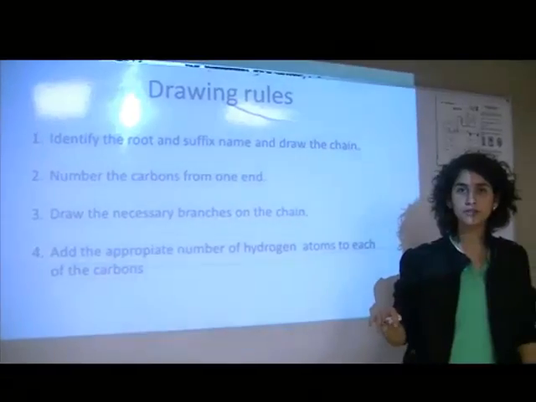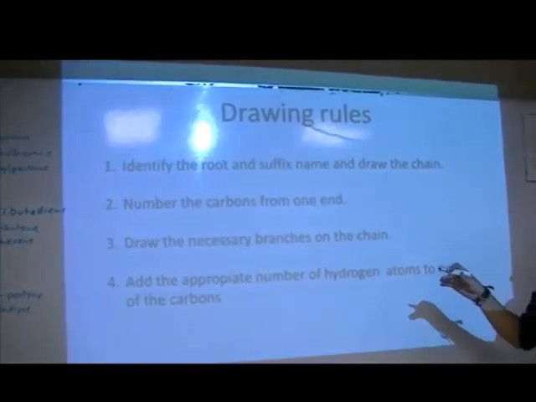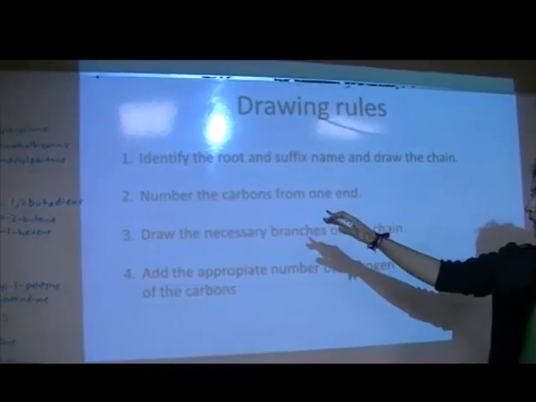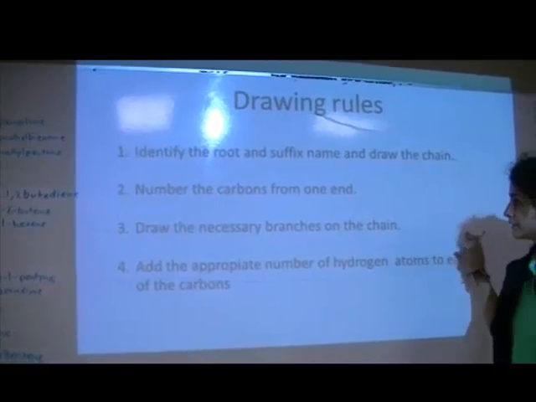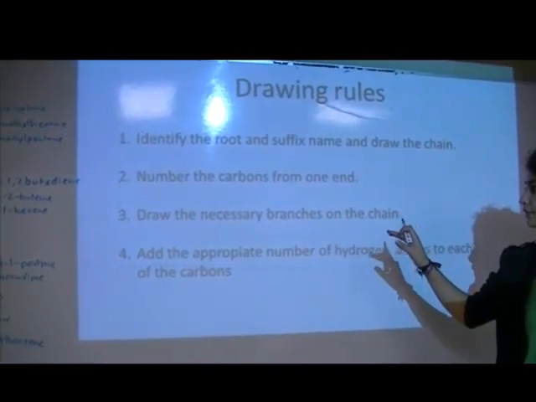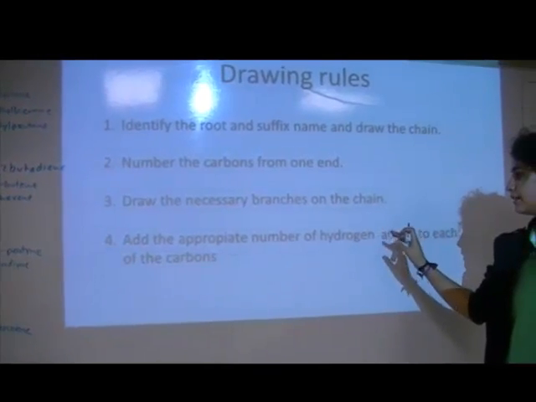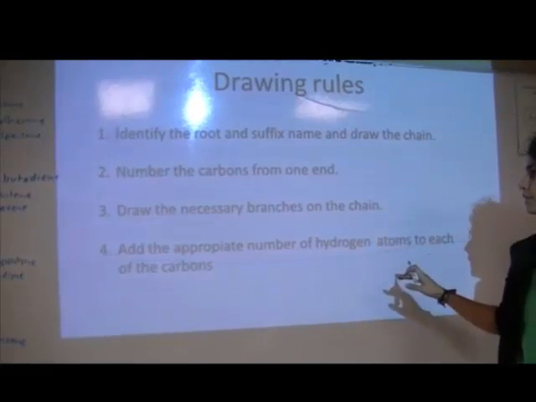Now the instructions to draw a hydrocarbon are first, identify the root and suffix name and draw the parent chain. And the second, number the carbon from one end. Draw the necessary branches of the chain and add the appropriate number of hydrogen atoms to each of the carbons.